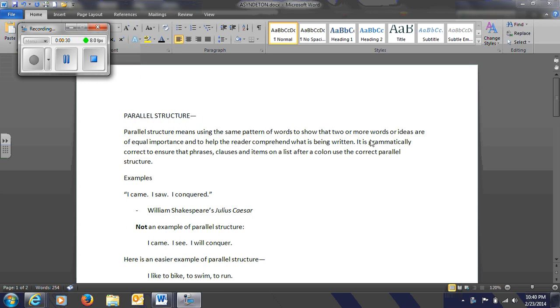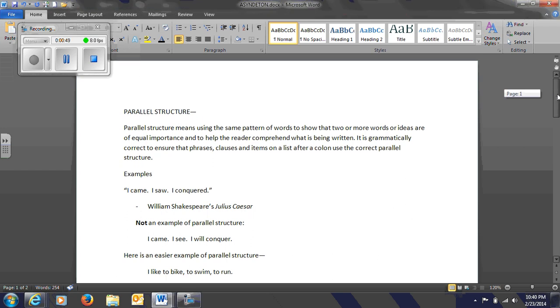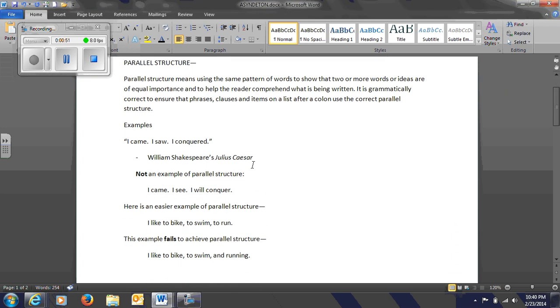As a side note, it is grammatically correct to ensure that phrases, clauses, and items on a list after a colon use the correct parallel structure. And you'll see that in the last example. Now you're also going to see parallel structure in the course test to have at least one question on it, and it should be pretty easy to figure it out, especially after this wonderful tutorial that you're about to get through. So let's take our example from Shakespeare's Julius Caesar.